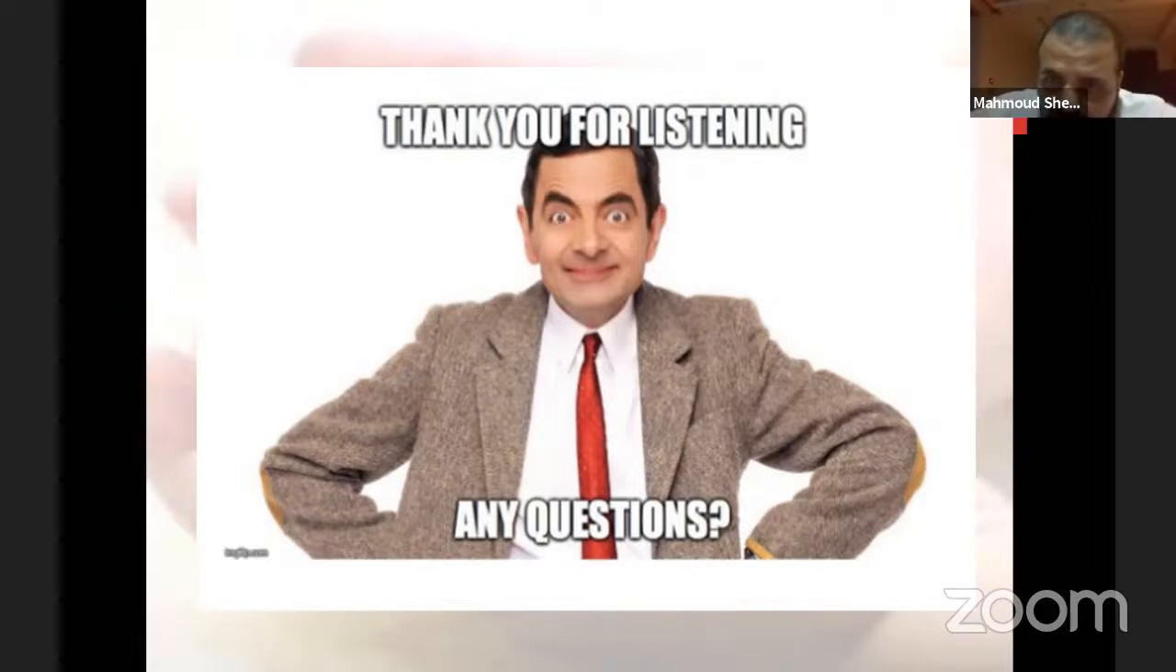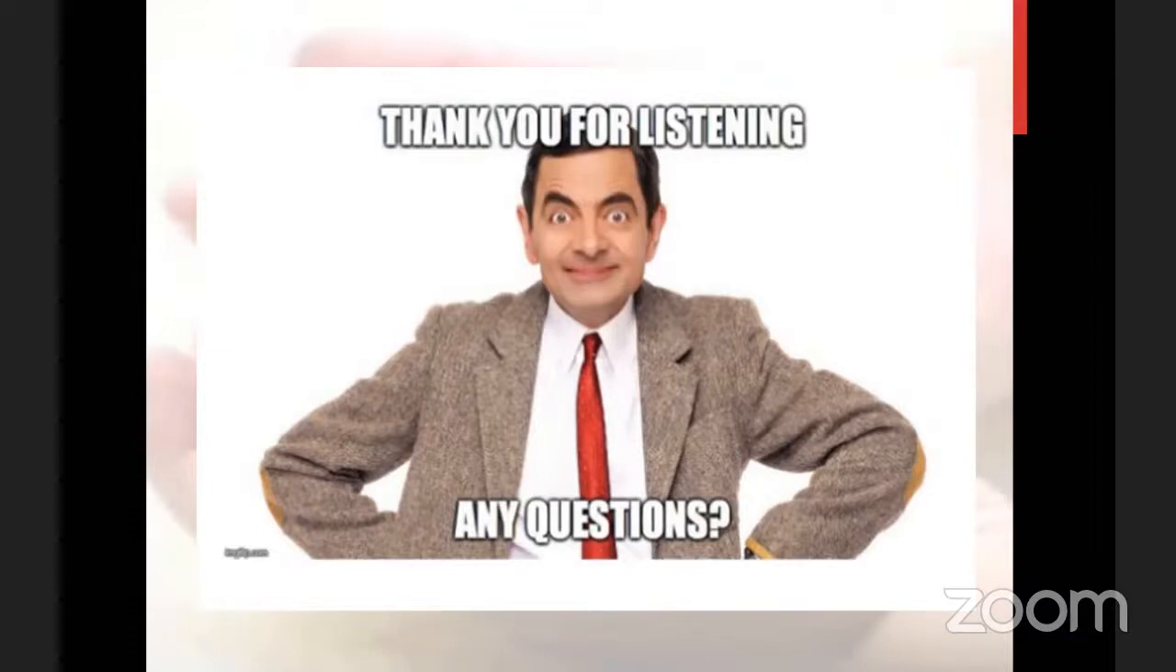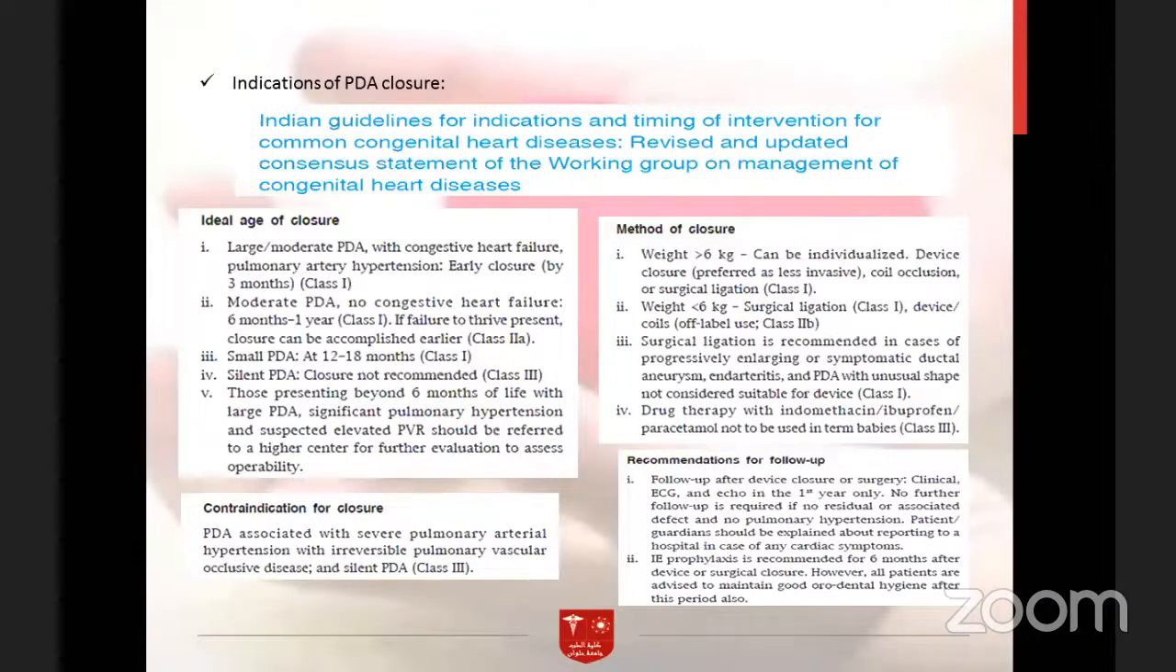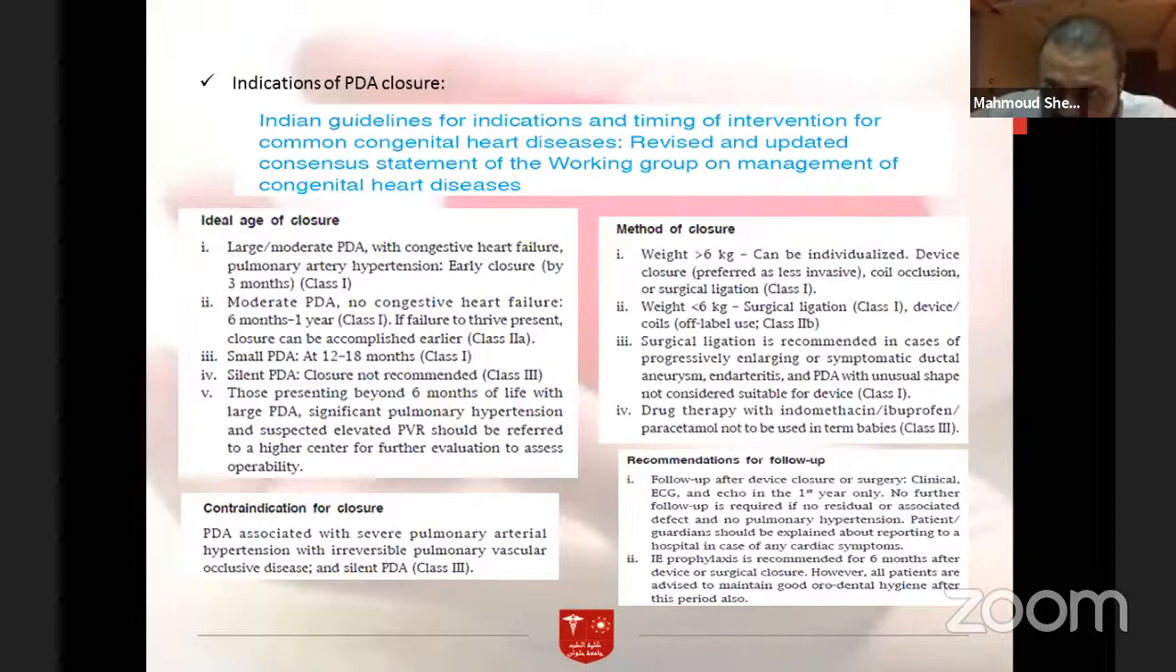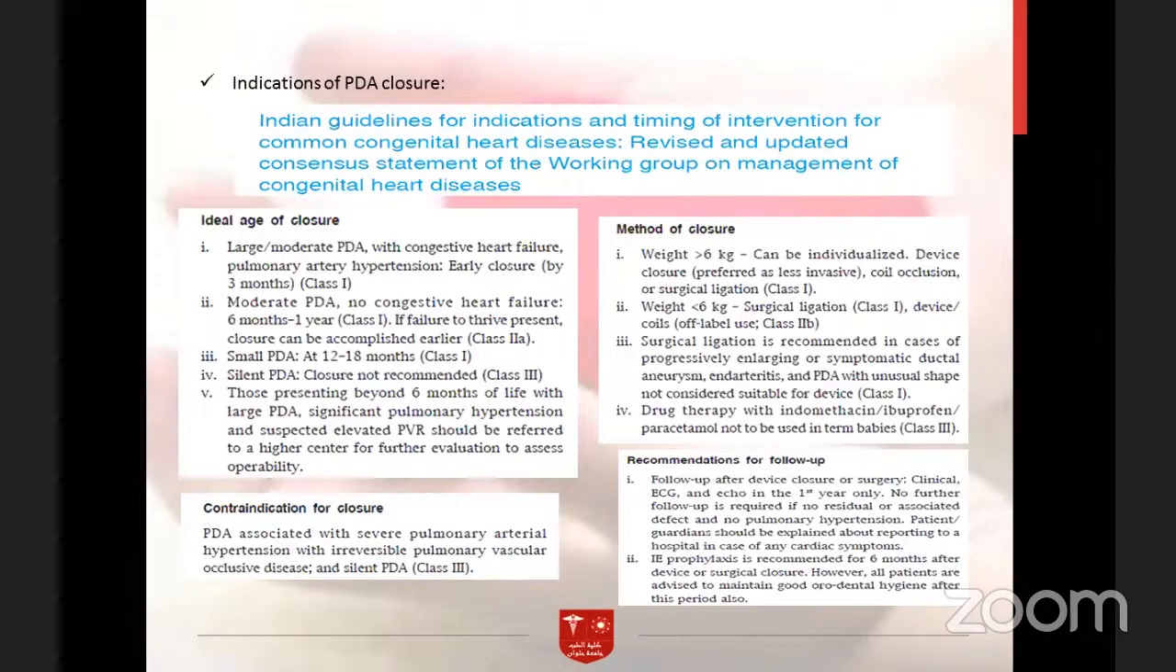Last question, Dr. Khalid, from Hagar Mustafa. She's asking you to summarize the timing of PDA repair again, please. Okay. Regarding the timing of PDA closure, as I just mentioned, it was elegantly illustrated in the Indian guidelines. That's why I recommend reading it. The ideal age of closure in babies with congestive heart failure is early. Closure is indicated in the first 3 months in the presence of failure to thrive without congestive heart failure. So we are controlling the symptoms of the baby.